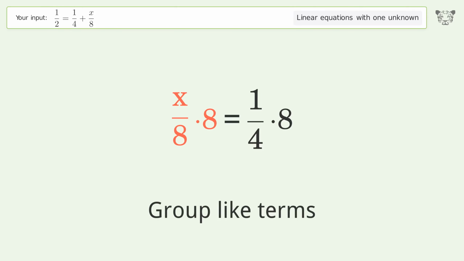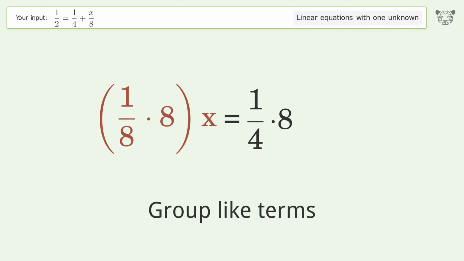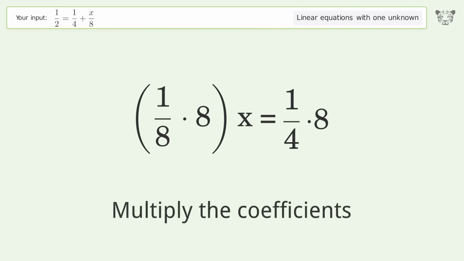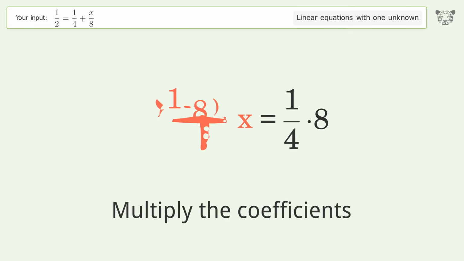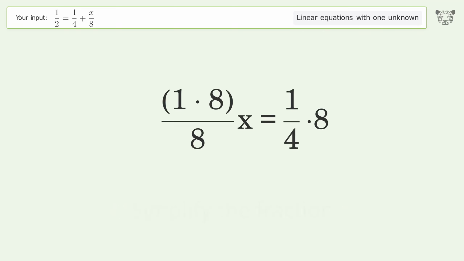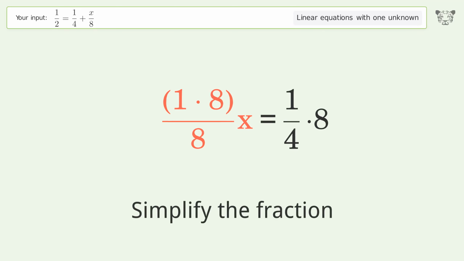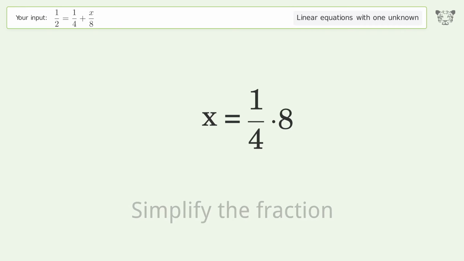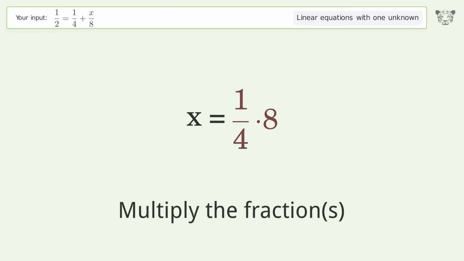Group like terms. Multiply the coefficients. Simplify the fraction. Multiply the fractions.